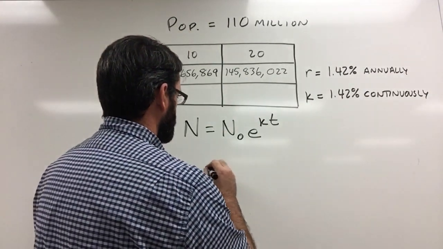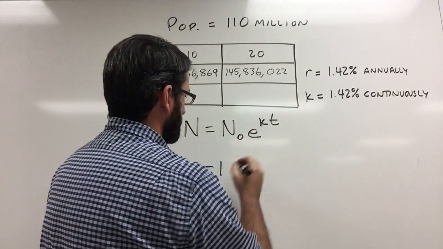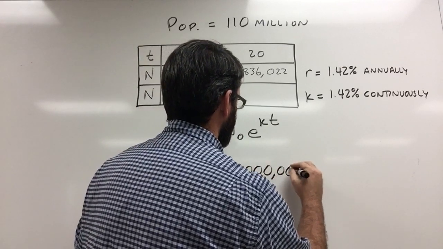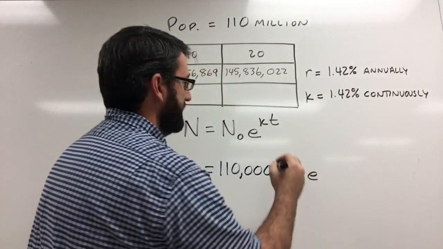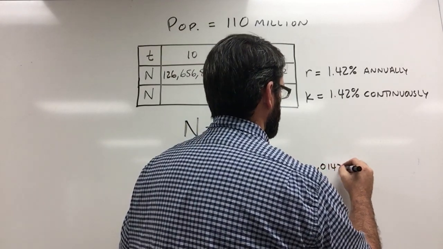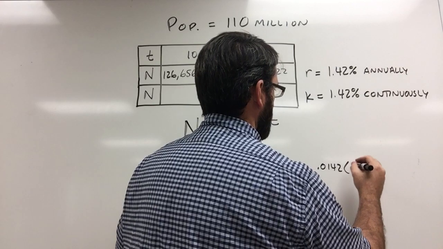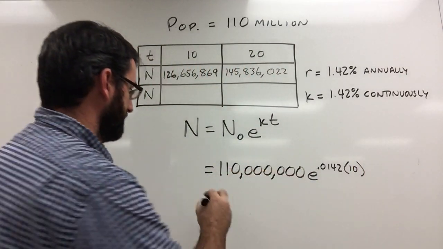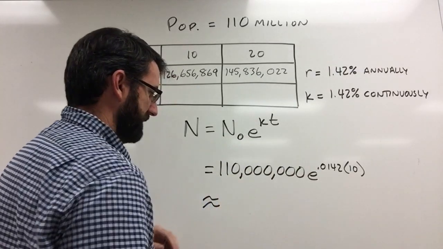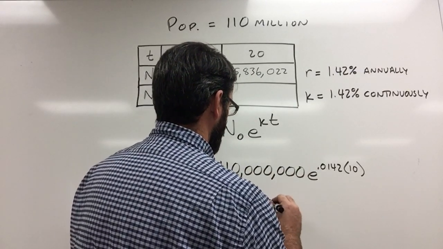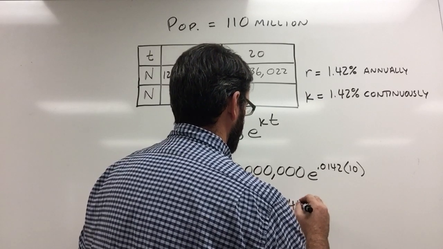So this is going to be equal to, now the initial population is still 110 million, times e to the 0.0142 times 10. And if we plug that into our calculator, this is going to be approximately equal to 126,783,431.